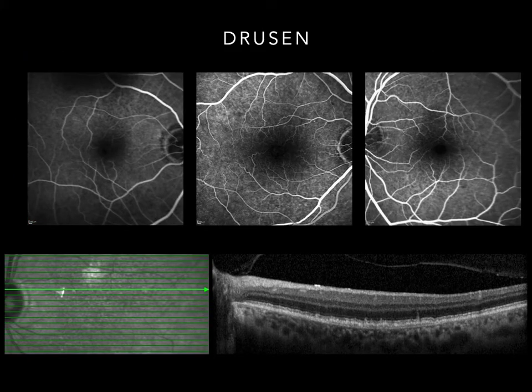Their pattern doesn't fluoresce in fluorescein angiography, so they appear dark, and in OCT they appear as material deposition between RPE and overlying neurosensory retina. Sometimes they appear as projecting into the overlying retina.